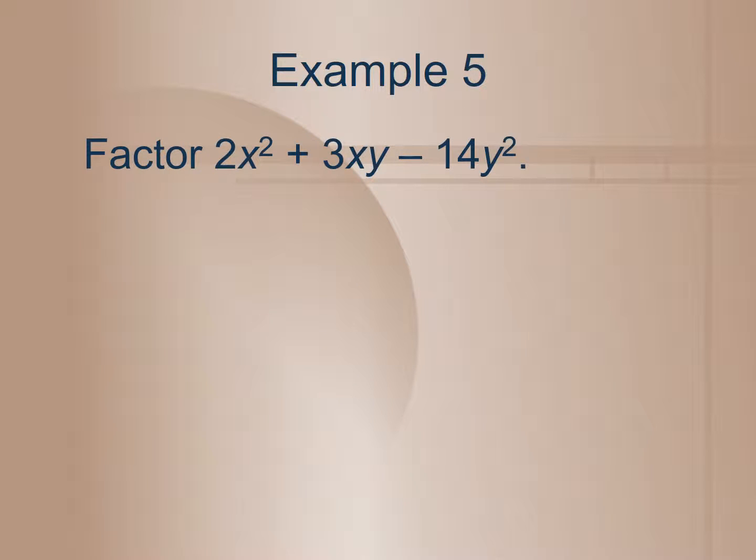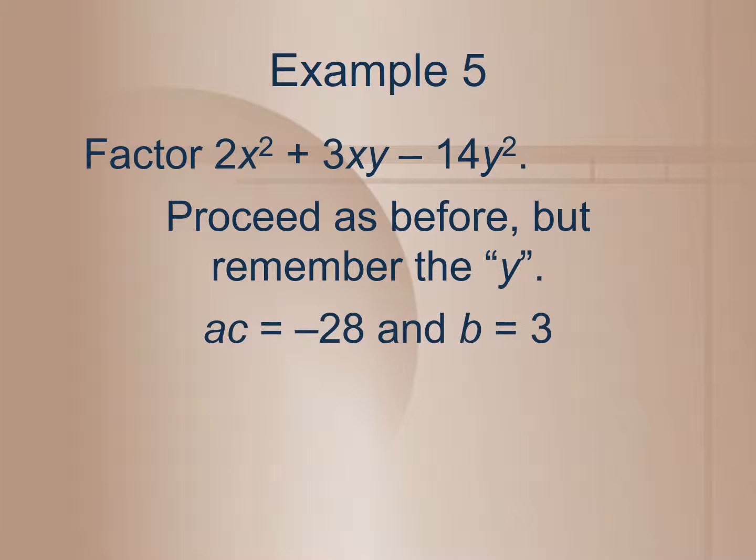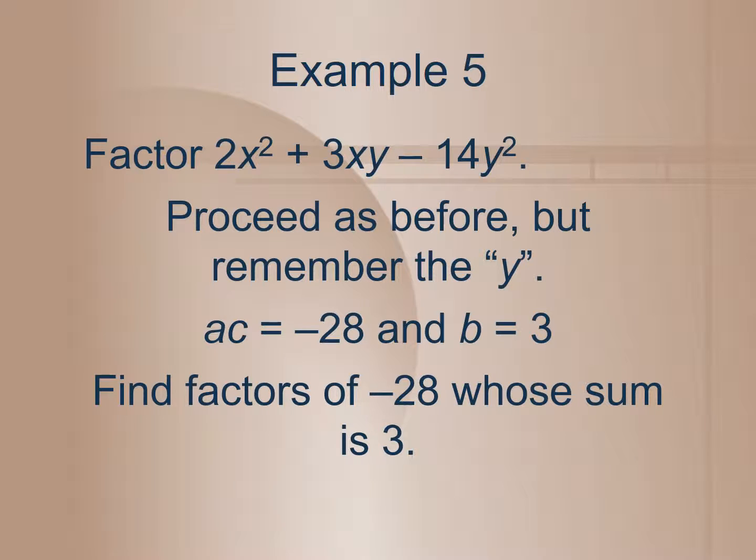Okay. So let's do this example. So this one has the y at the end. So just remember that your terms need to have a y in them. So AC is 2 times negative 14, so it's negative 28, but they have to add up to 3. So factors of negative 28, whose sum is 3, making sure that I remember the x and the y. So negative 28, I think 4 and 7. And if we make the 7 positive and the 4 negative, that will add up to positive 3.